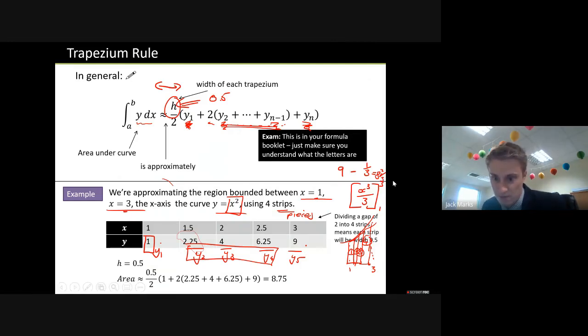But you notice how it's really, really close. In fact, in this case, this gives you an overestimate. It gives you an overestimate because of the shape of the curve. Okay.